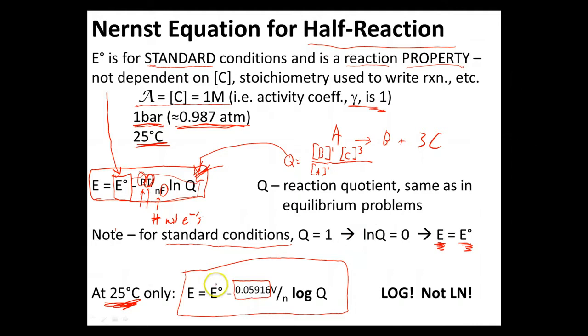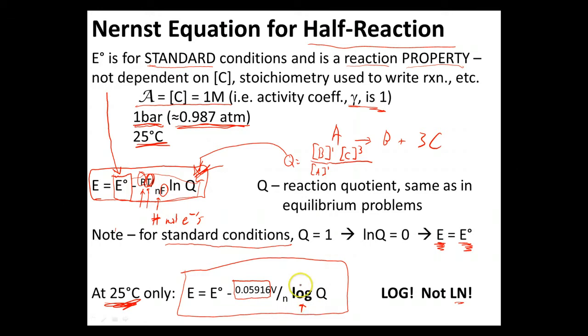So E equals E naught minus this value, V is just my unit voltage, it's not a variable, divided by the number of moles of electrons, times log of my reaction quotient. Now, make sure that you use log here and not ln. We use ln for the complete version. We use log for this version.